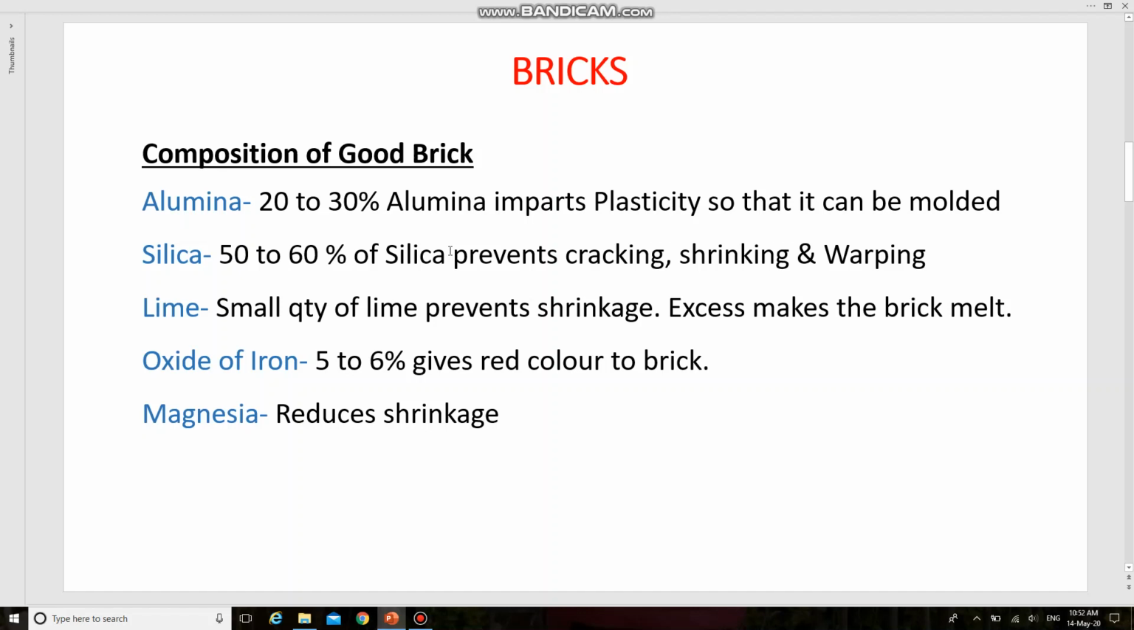So fourth composition is oxide of iron. A good brick earth should contain a small quantity of oxide of iron to the extent of about 5 to 6%. It gives red color to the bricks. Fifth composition is magnesia. A small quantity of this constituent imparts yellow tint to bricks and it decreases shrinkage.